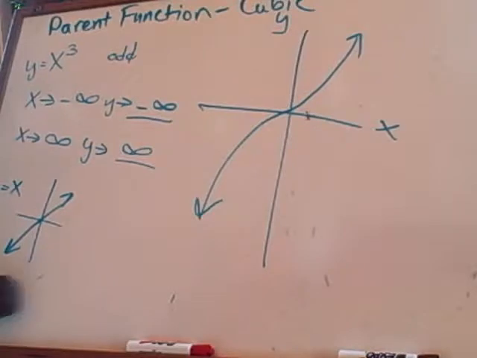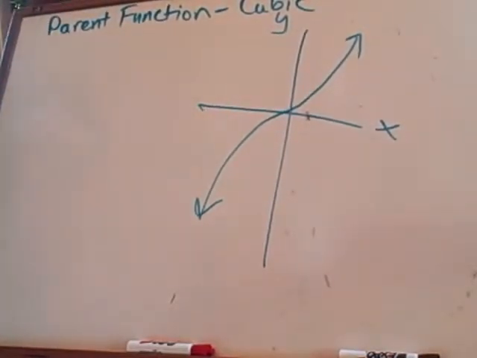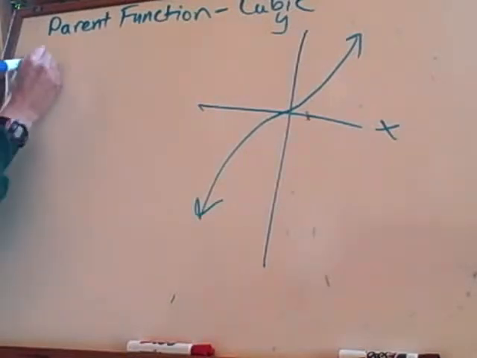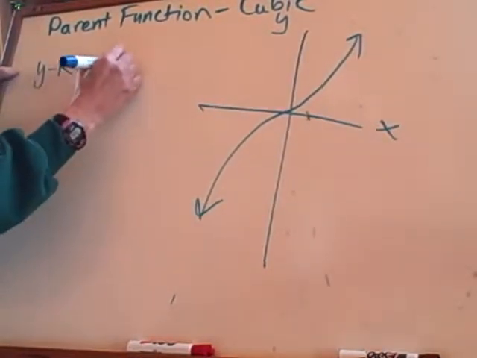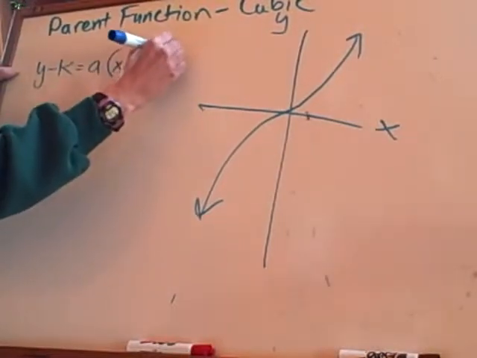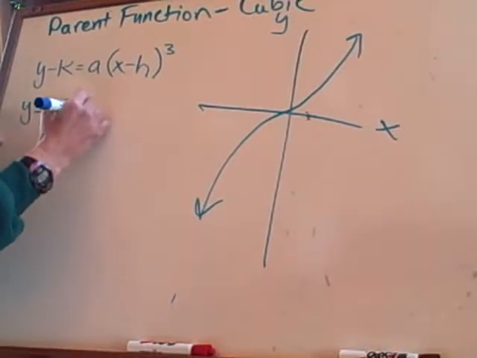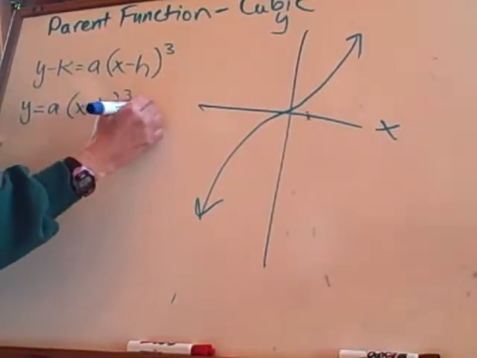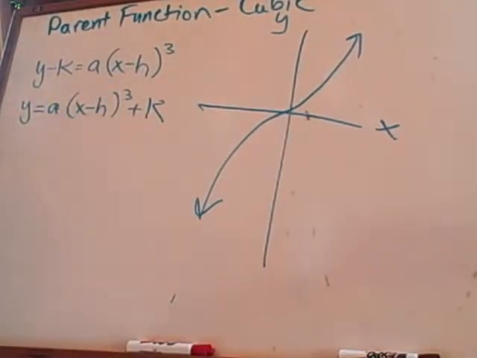I'm going to give you a couple of alternate forms and some locator points, and we'll be done with this one. Alternate forms of the equation look like this: y minus k equals a times (x minus h) cubed. The way we've been doing it would be y equals a times (x minus h) cubed plus k. This would be the calculator one. So instead of calling that the point slope, it'd be vertex form of a something else.